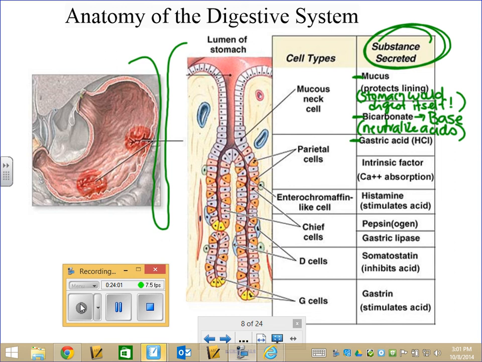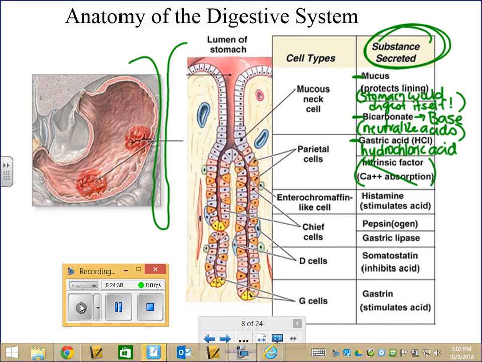The third thing that's important is gastric acid. Your gastric acid is HCl, and I'll just write the chemical name for that. That is hydrochloric acid. So that's the acid that your stomach is producing and secreting. Now, you're not going to be responsible for this intrinsic factor. We're not going to focus too much on that particular substance.